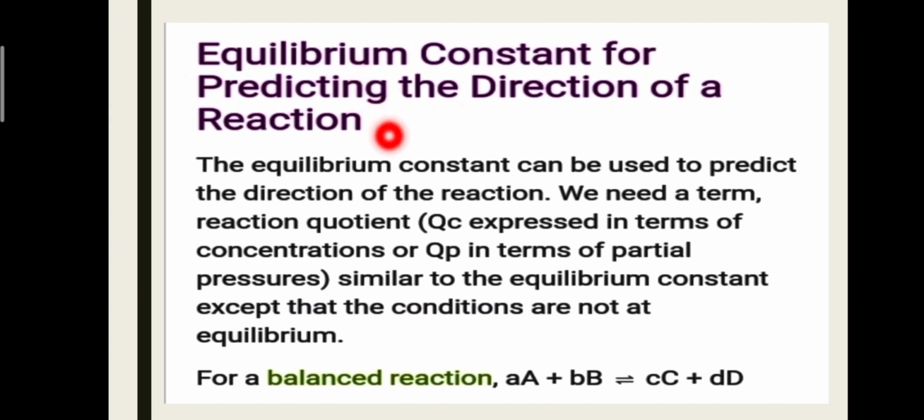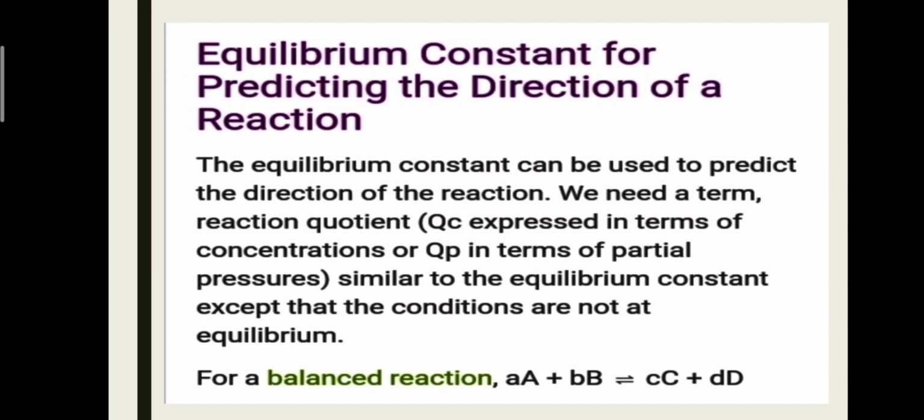Equilibrium constant for predicting the direction of a reaction. The equilibrium constant can be used to predict the direction of the reaction. We need a term, the reaction quotient: Qc expressed in terms of concentrations, or Qp in terms of partial pressures, similar to the equilibrium constant except that the conditions are not at equilibrium.